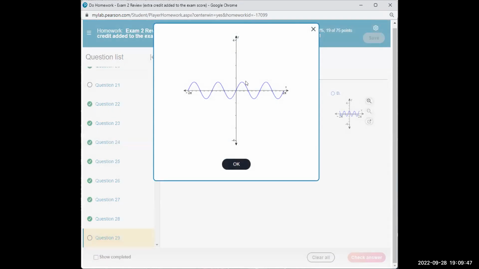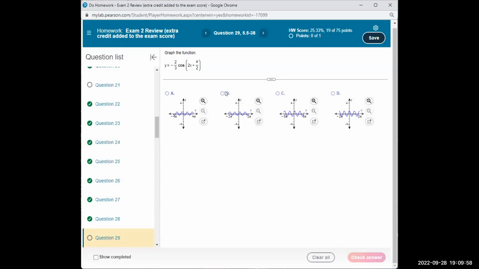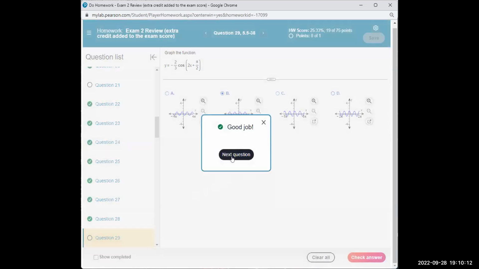We have one complete wave. And this point right here is halfway between 0 and 2 pi. So that is pi. So this one has a period of pi, which agrees with the function here. So you don't necessarily have to graph the entire function when you do these problems. You just need to eliminate the other 3. And so that's what I did on this problem.